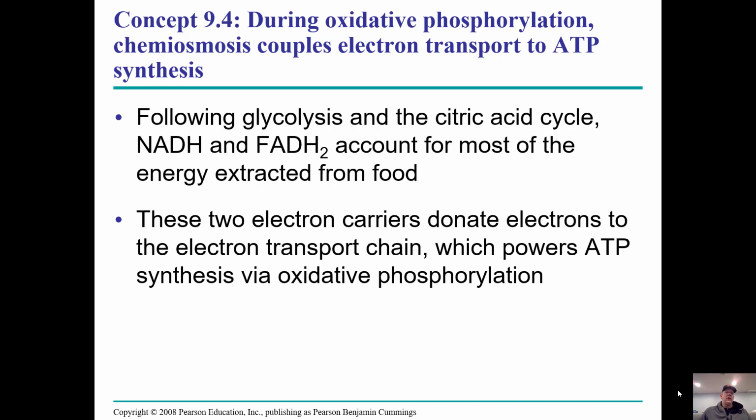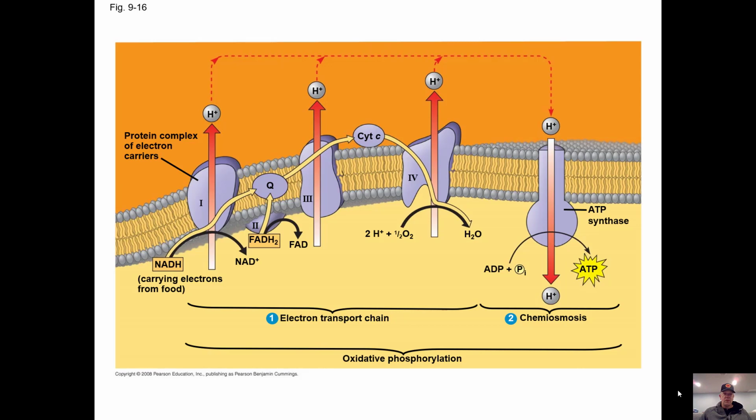Okay. So after glycolysis and the citric acid cycle, we've produced NADH and FADH, and they're going to have most of the energy. And remember, these are holding on to electrons. I like to think of it as an electron wallet. So they carry those electrons to what's called the electron transport chain, and that is embedded in the inner membrane of the mitochondria. So here's a diagram.